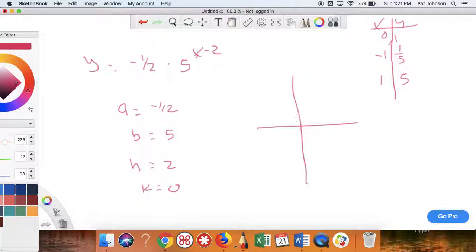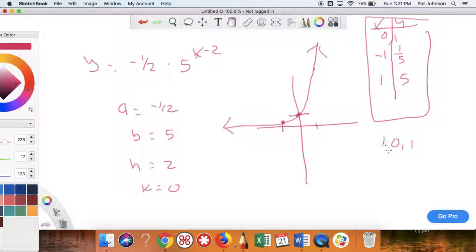So now I can go (0, 1), because it didn't go up any. My asymptote is still going to be y equals 0. (-1, 1/5) is going to be right here. And (1, 5) is going to be up here. And now I've graphed it. And this is really all I'm requiring you to do. Know (0, 1), (-1, 1 over b), and (1, b). All right, so that's what happened. The graph went to the right 2 units. Whoopsie.